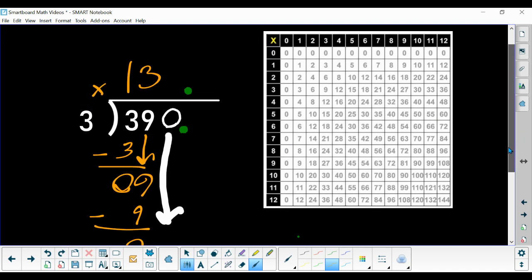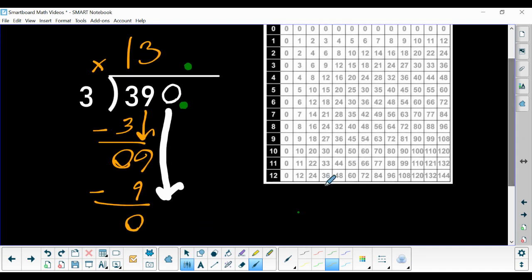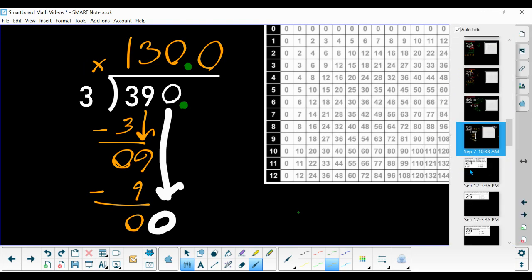Here are all the steps again. Bring this down so you can see everything. And there's my answer, 130.0. Let's do one more question involving division.